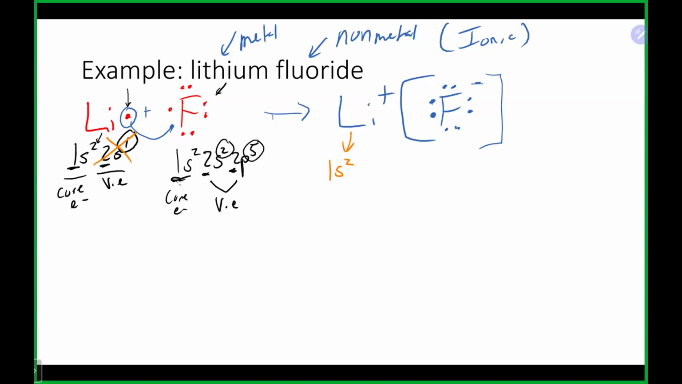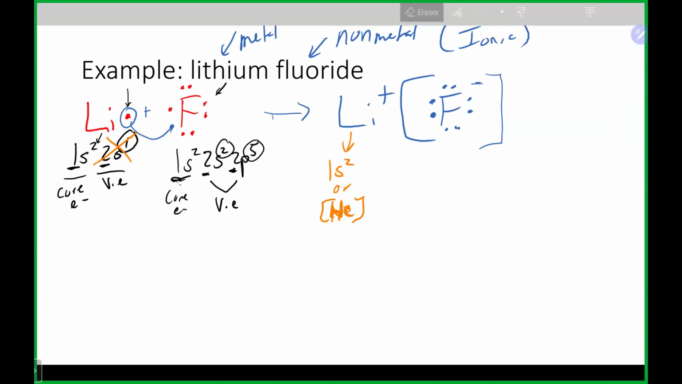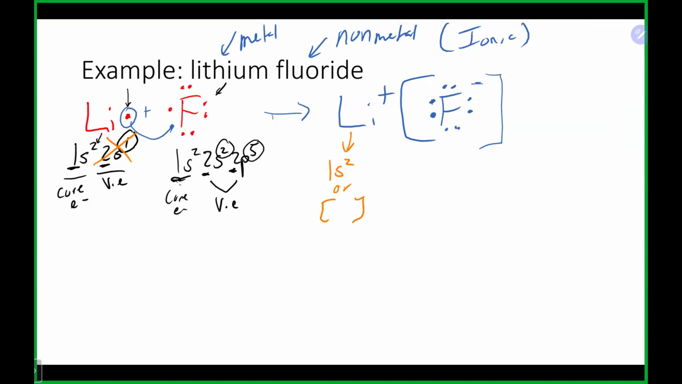And by giving away its electron, not neon, but helium, it becomes the same electron configuration as helium. Let's try that again. There you go. It becomes the same electron configuration as helium. This is helium's electron configuration as well.